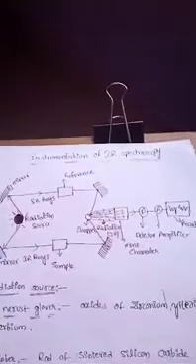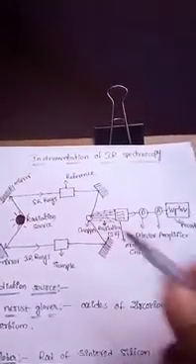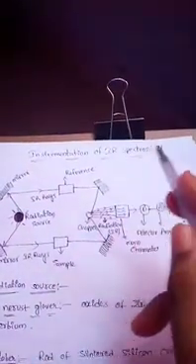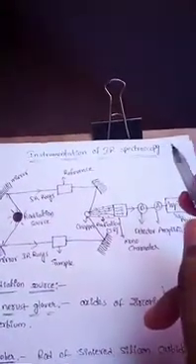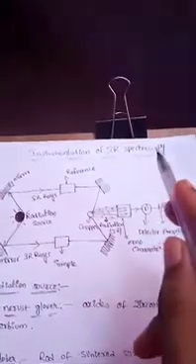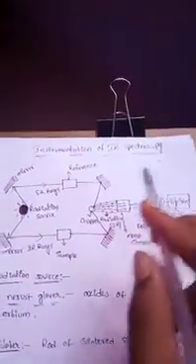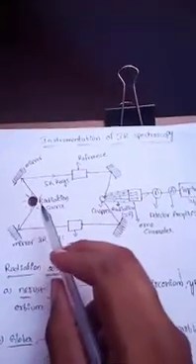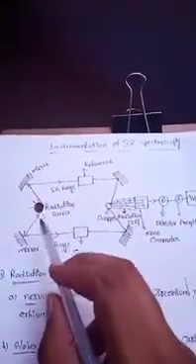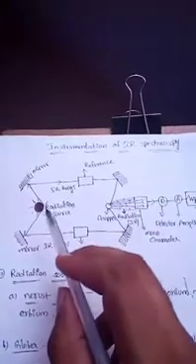Students, see our next topic, instrumentation of IR spectroscopy. We already know the principle of IR spectroscopy. Next one is instrumentation of IR spectroscopy. This is the block diagram of instrumentation of IR spectroscopy. The first component is the radiation source.